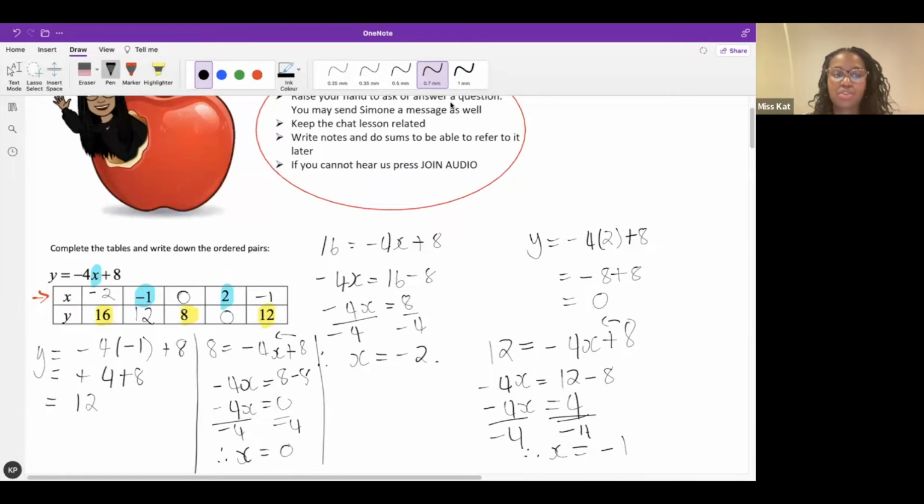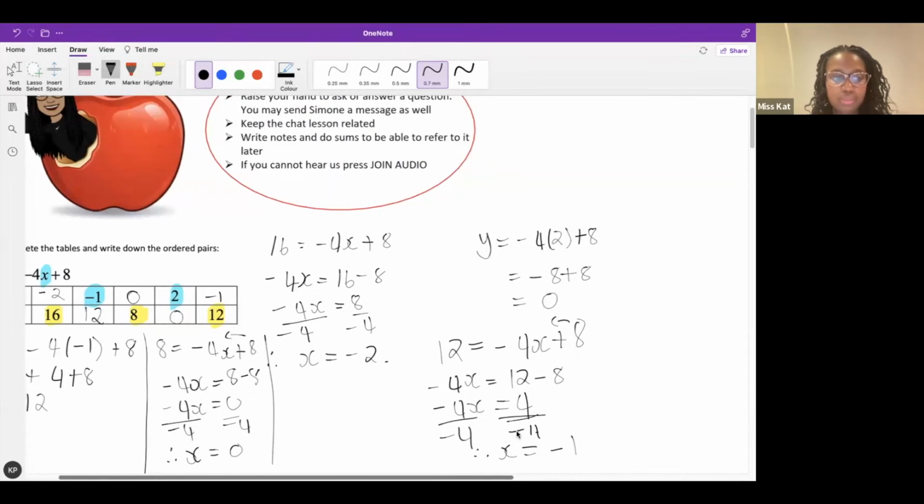Ordered pairs. We have not written them as ordered pairs. I need you guys to write me down the first one as an ordered pair. You have to write them correctly. I want to hear how you guys are writing them. Yes, Palisa? Ma'am, the first one is going to be negative 2, semicolon, 16.